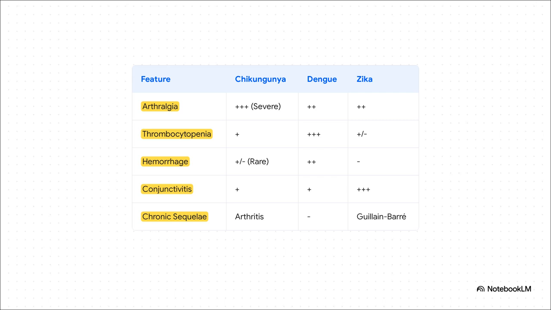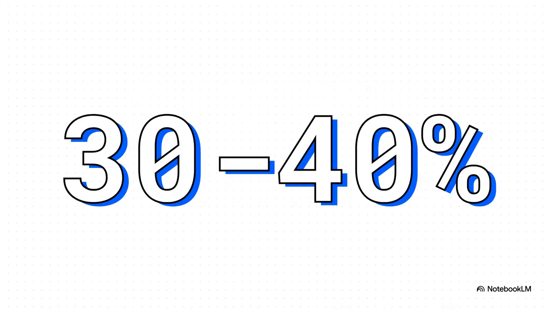And this is critical. Look at the chronic sequelae. That persistent, debilitating arthritis is the long-term signature of chikungunya. And let me tell you, that chronic phase is no small thing. We're talking about a staggering 30 to 40% of patients who will go on to develop chronic polyarthralgia. And this isn't something that lasts for a week or two. It can go on for months, sometimes even years. This is what really defines the burden of this disease, long-term disability and a massive socioeconomic impact.